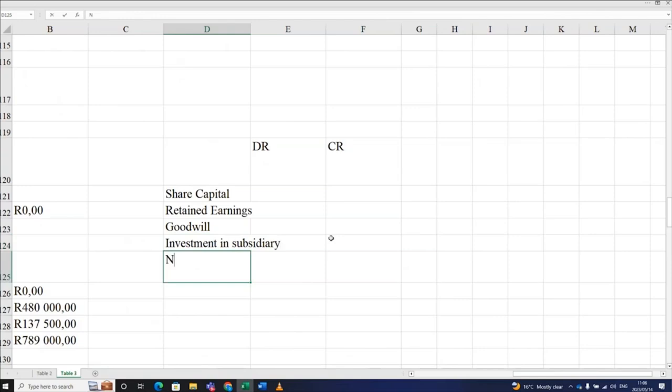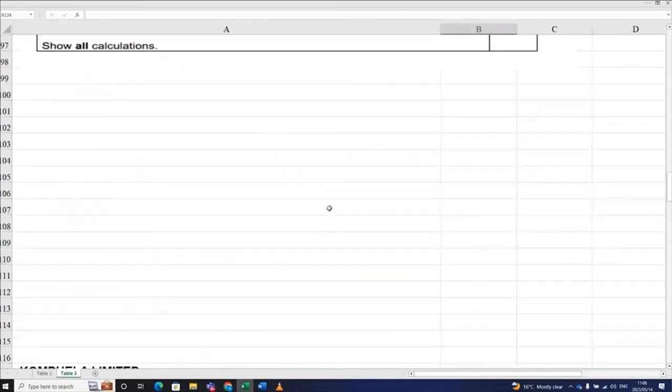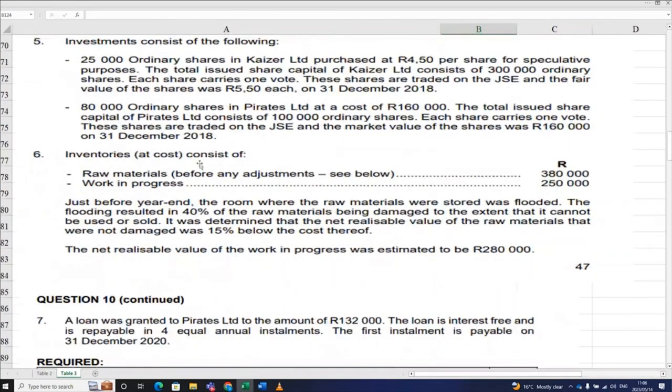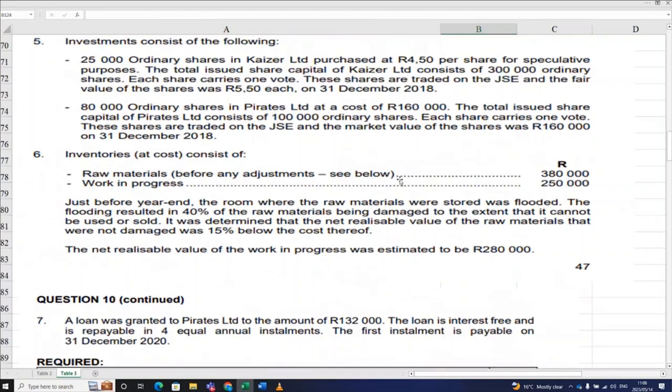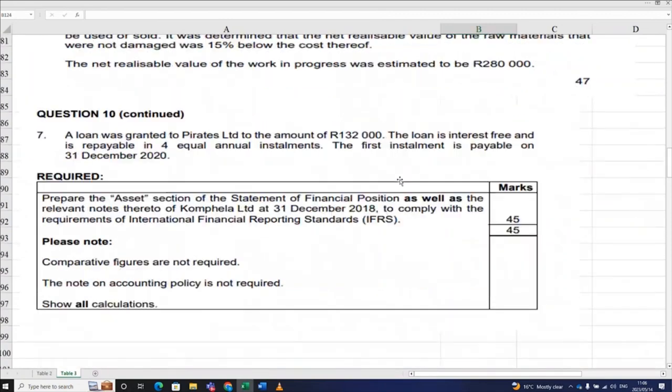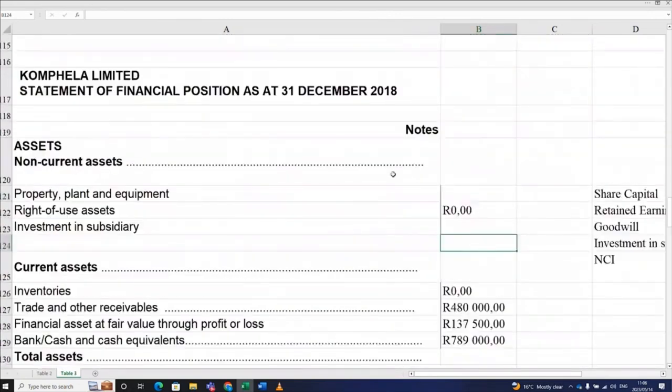And then you've got your non-controlling interest, right? So in those instances, that investment in subsidiary would be the amount coming from here, this cost, this 160,000. It says it's carried at market value, but the market value is equal to the cost at this point, right? So that's what you would have, right?